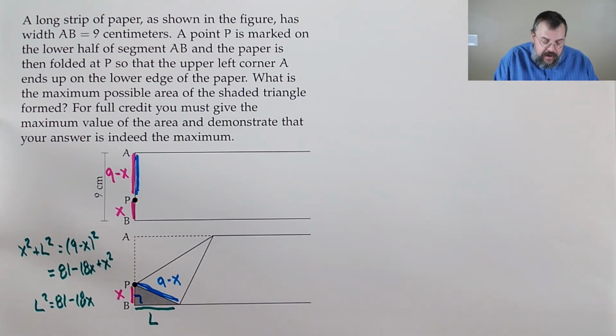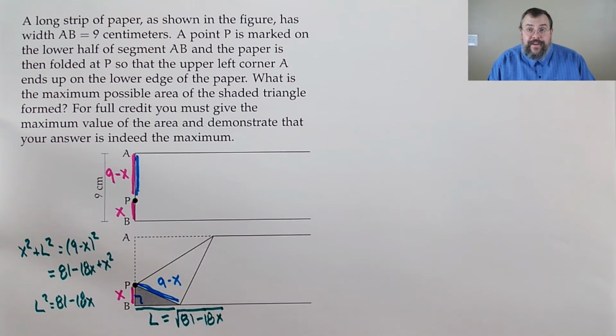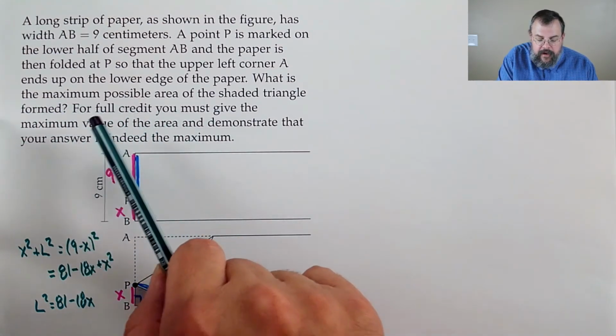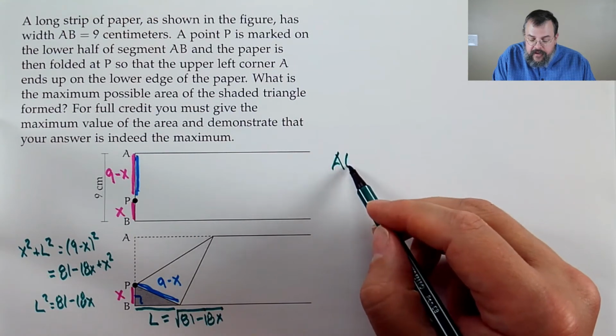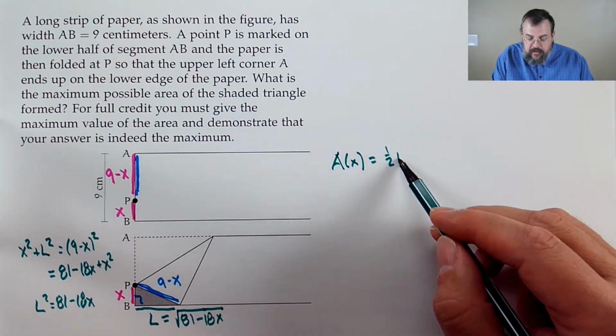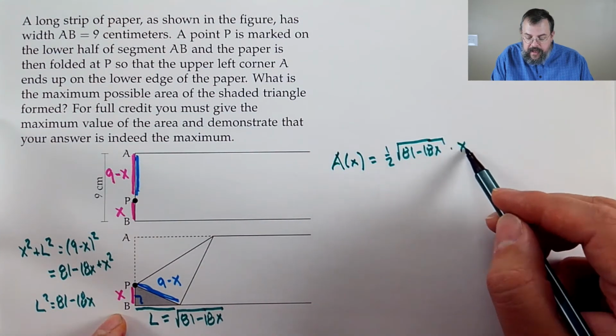So what does that say about L? Well, that says L is the square root of that. So L is the square root of 81 minus 18x. All right, there we are. Now we have the sides of our triangle. And since we have the sides, we can talk about the area of our triangle. Because remember, what are we after? Maximum possible area. Maximum is what's telling us that we're optimizing, and possible area tells us what we're optimizing. So we have that our area as a function of x is 1/2 the base, the square root of 81 minus 18x, times the height, x.